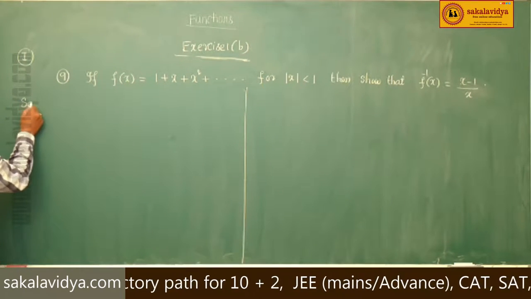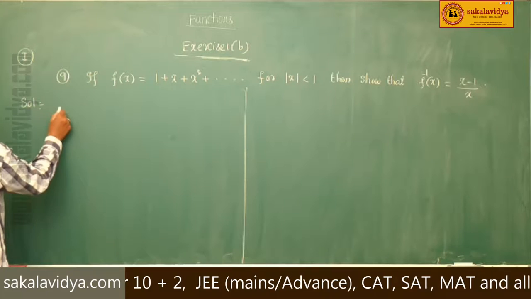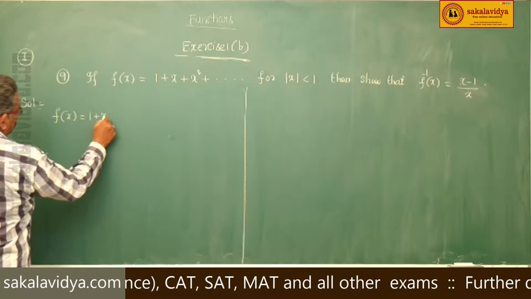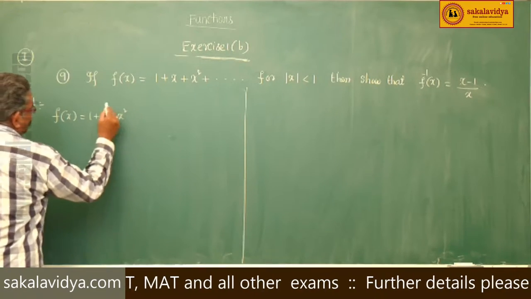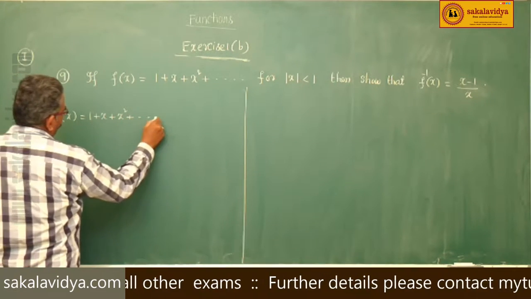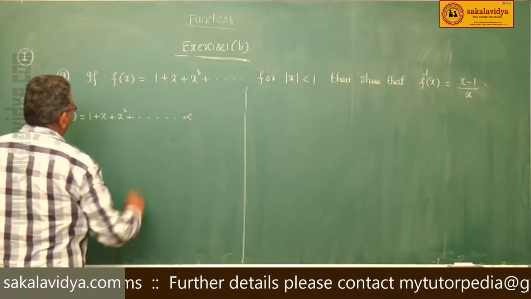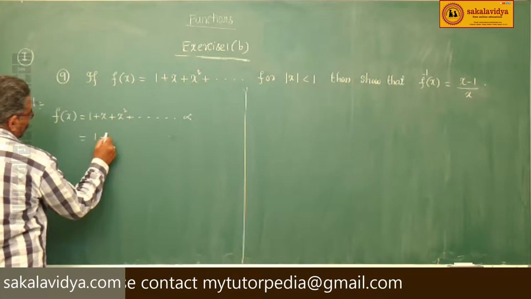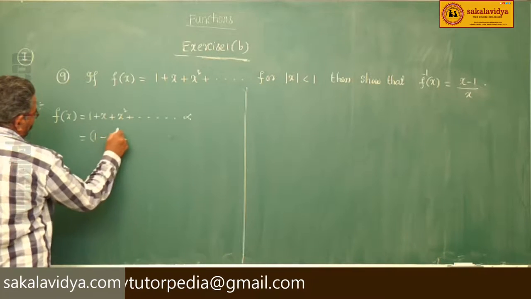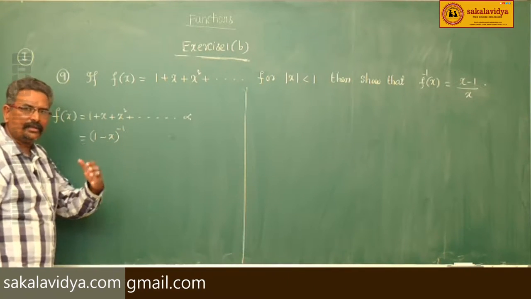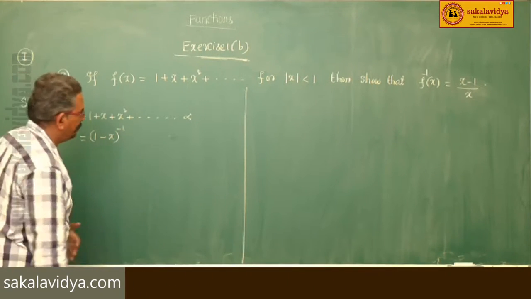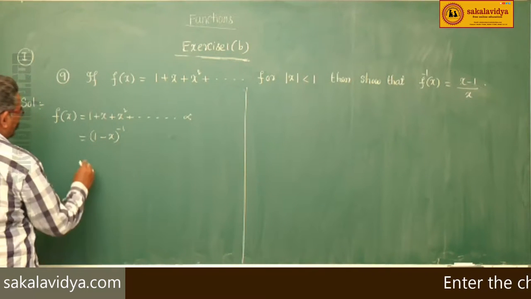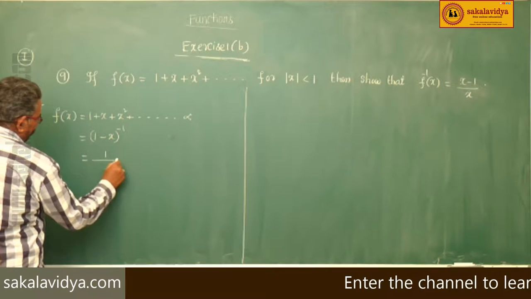Solution: given f of x is equal to 1 plus x square dash dash infinity. So, this is nothing but 1 minus x all to the power of minus 1 using binomial theorem, binomial expansion for rational index or negative index. So, this may be written as 1 by 1 minus x.